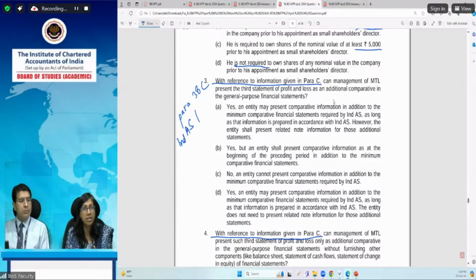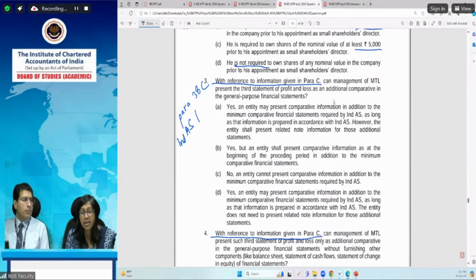Complete set of financial statements includes balance sheet, statement of profit and loss, cash flow statements, your notes, explanatory notes and disclosures, and accounting policy disclosures. When all come into one picture, they become a complete set of financial statements. So they are saying you can provide additional information as per para 38C, but that additional information cannot constitute a complete set of financial statements. So you can provide additional comparative information as per para 38C.